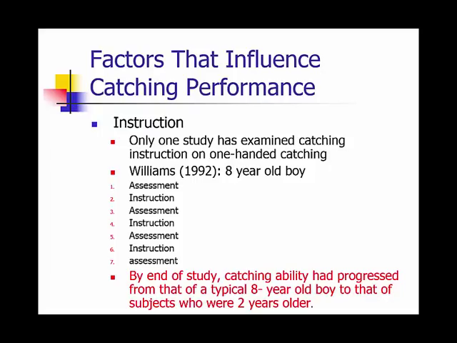Each instruction and practice session lasted 30 minutes. Following the 3rd instruction and practice session, significant changes were observed in both percentage of successful catches and level of maturity or the technique used to catch the ball. These researchers noted that by the end of the study, the 8-year-old boy's catching ability had progressed from that of a typical 8-year-old to that of subjects who were 2 years older.